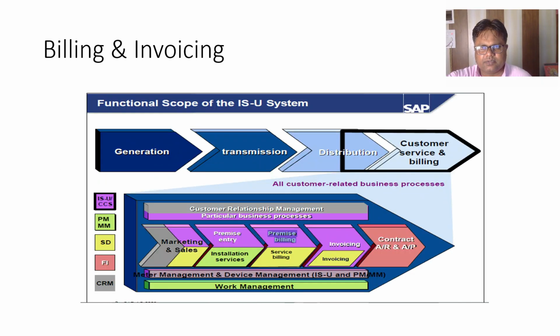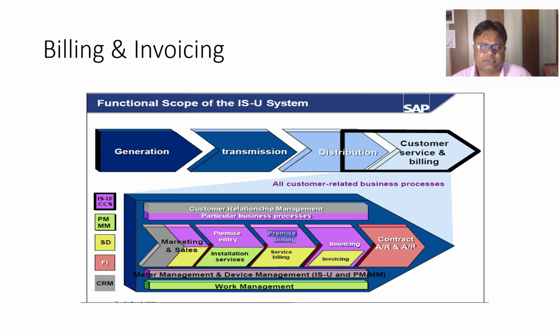So first we will check the functional scope of the ISU system. Just as one example, in utilities, what are the services we provide, like electricity, water, gas. All these are the utility services which you provide to the customer.